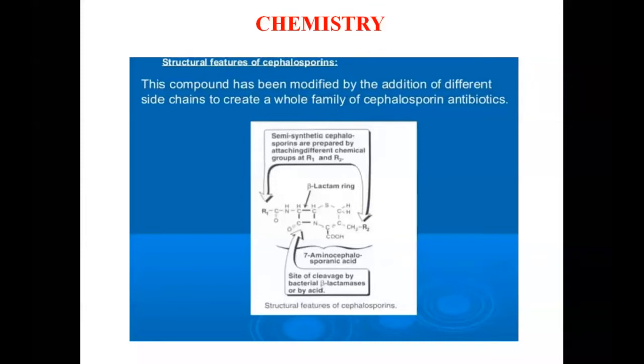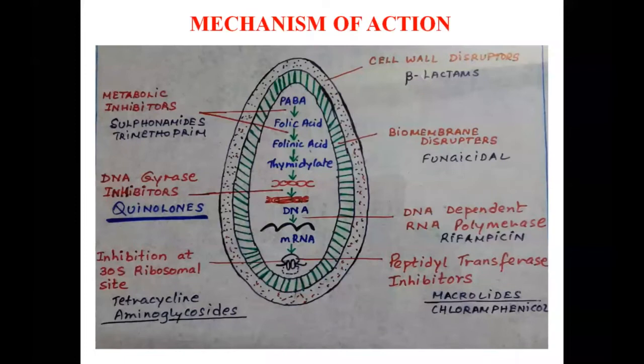Also in this diagram, you can see the site of cleavage by the bacterial beta-lactamases. You can see the beta-lactam ring, and here you can see the bond. This bond is broken by the bacterial beta-lactamase, and that is how the bacteria develop resistance, by producing beta-lactamase or penicillinase. And so after chemistry, we will see the mechanism of action.